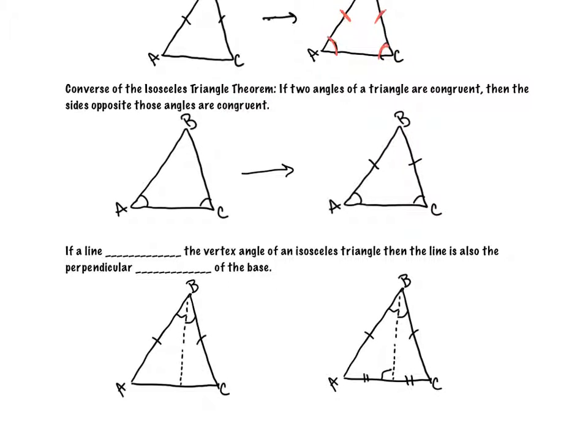It works the opposite way. If two base angles are congruent, the sides opposite those are congruent. So because A and C are congruent, the sides opposite, AB and BC, are congruent.